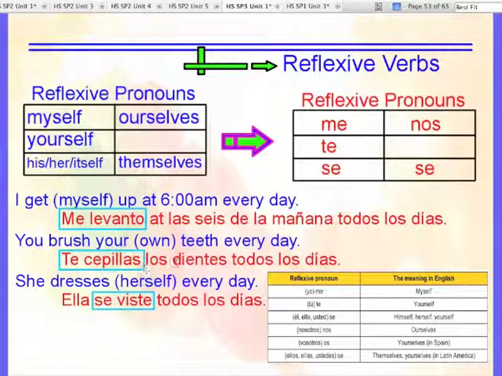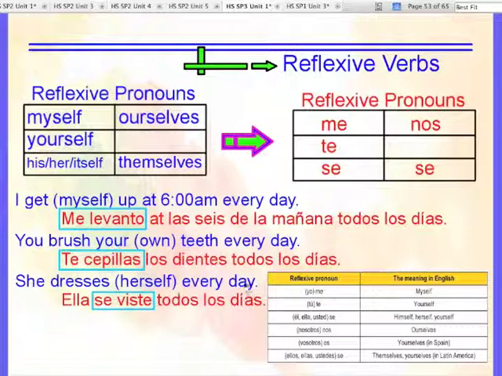You brush your own teeth every day. Te cepillas los dientes todos los días. So you brush, cepillas, you brush your teeth, right? You brush yours, or you brush your own teeth todos los días. Something I want to interject is that reflexive verbs in sentences do not translate perfectly without any friction. They're not always just absolutely literal word-for-word translations. You have to understand what is being said and then speak appropriately in either English or in Spanish.